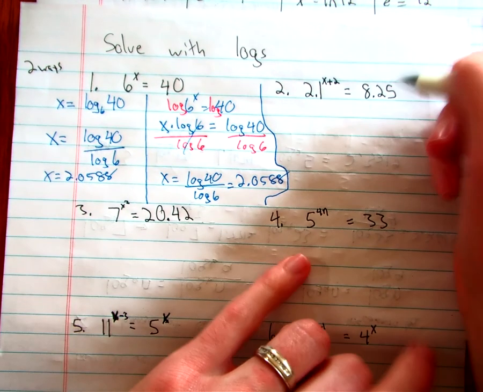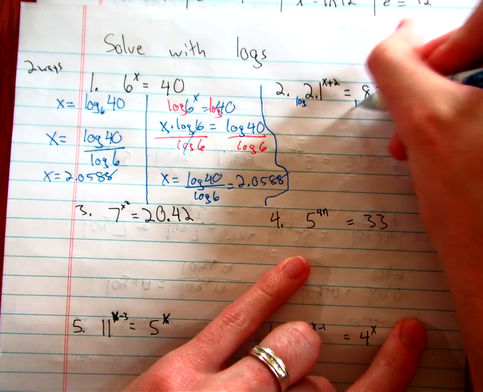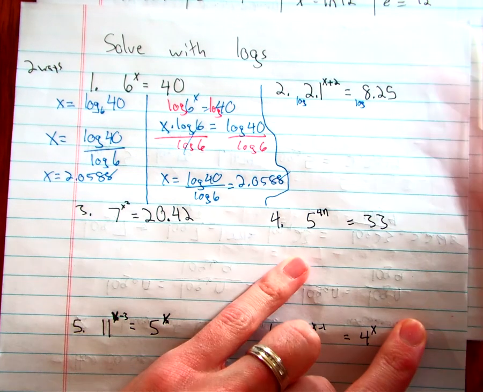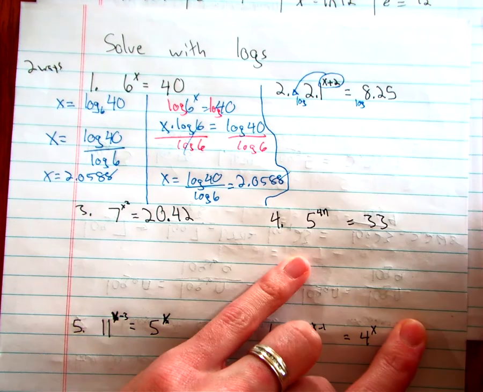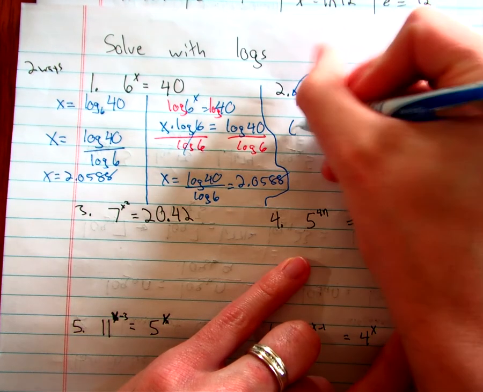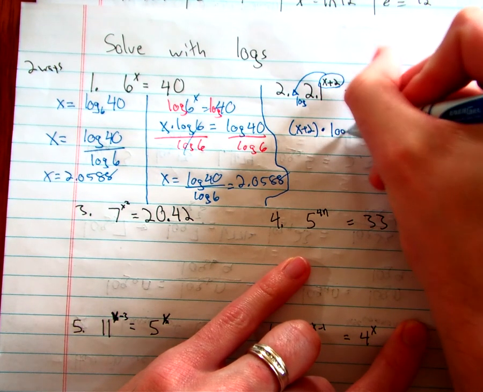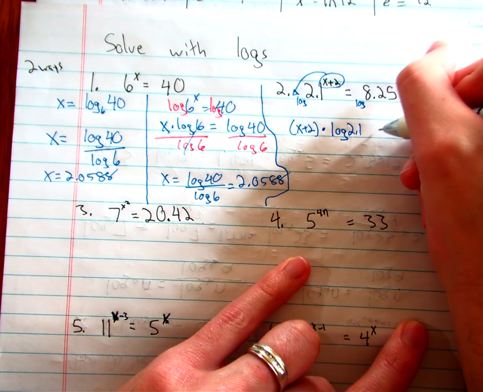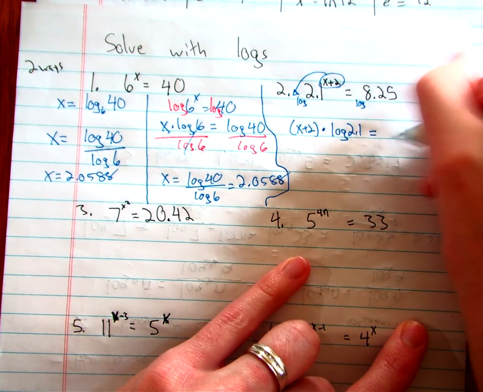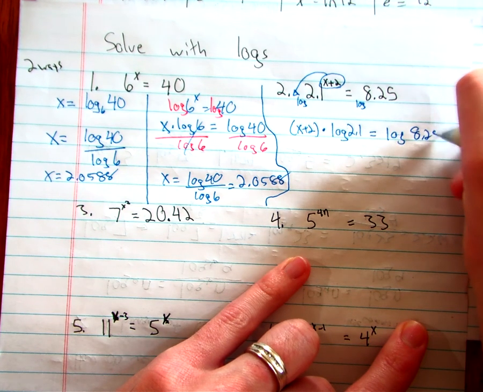All right, if I log both sides. Now it gets a little tricky here. You bring this whole thing down in front using our power property of logs. So we have x plus 2 times log of 2.1 equals log of 8.25.